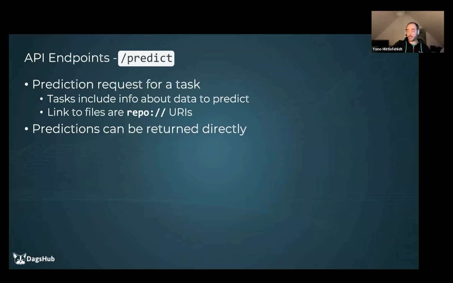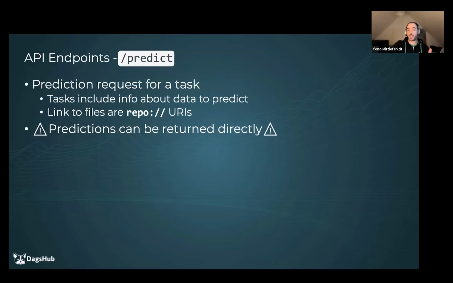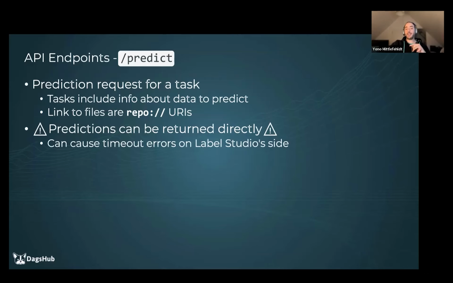Predictions can be returned directly as a response to this predict request, but I do not recommend this. This is not a good idea because Label Studio will time out after about 30 seconds or so on its side. So if your predictions take a long time to run, or if you send a bunch of tasks to your machine learning backend, then most likely Label Studio is going to time out and cause errors.